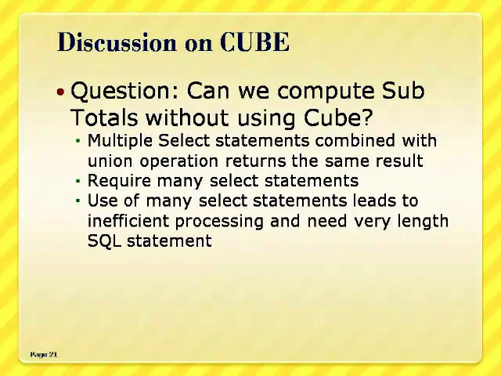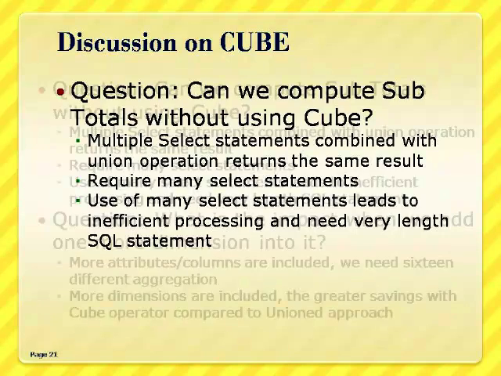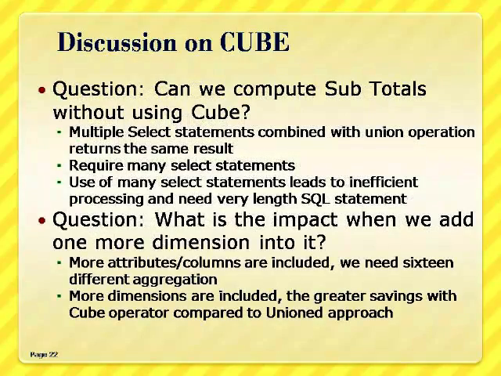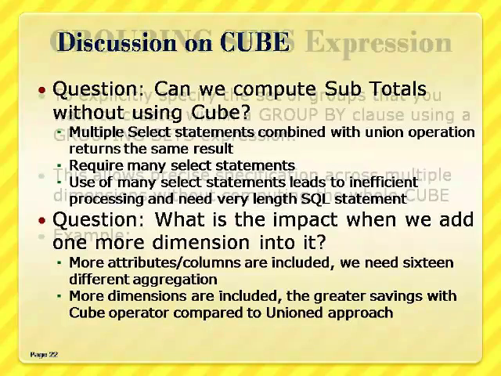So, many select statements yield inefficient processing and very lengthy SQL statements. Consider the impact of adding just one more dimension when calculating all possible combinations. It increases the number of select statements to 16. The more columns used in the cube clause, the greater the savings compared to the union all approach. This is the advantage that we get using the extensions of group by statements, namely rollup and cube.